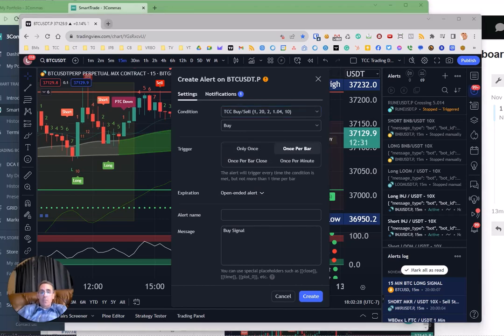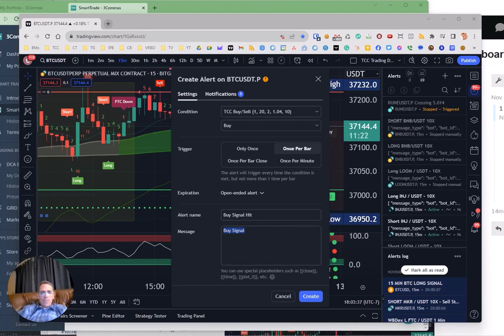And then I want to do once per bar. That's really important, because that means it will send the signal one time while the bar is going, okay? This alert will trigger every time the condition is met, but not more than one time per bar. So on a 15-minute candle, it'll trigger one time right here. Then from right here, you put your message, what you want to do in here.